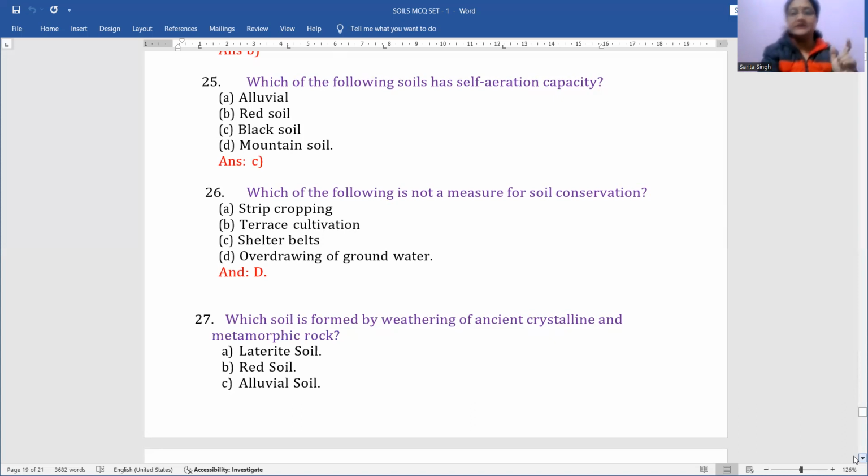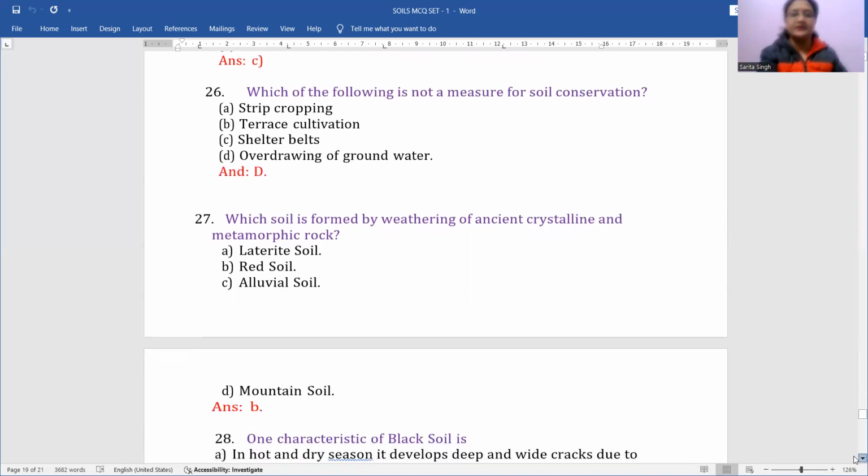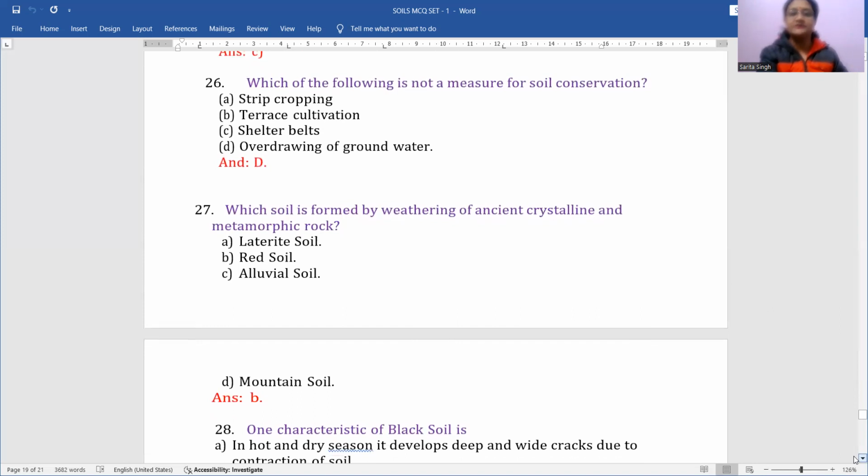तो ये इसकी कैपेसिटी को बोलते हैं सेल्फ एरेशन, मतलब अपने आप से एयर सर्कुलेशन उसमें होने लगता है. Right? So black soil will be the correct answer for this. Next question, which of the following is not a measure for soil conservation? Strip cropping, terraced cultivation, shelter belts, overdrawing of groundwater. D is the correct option.